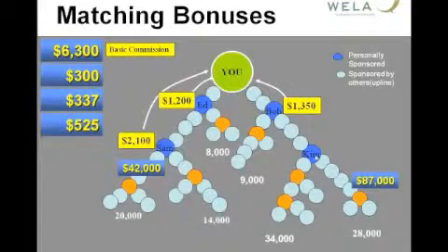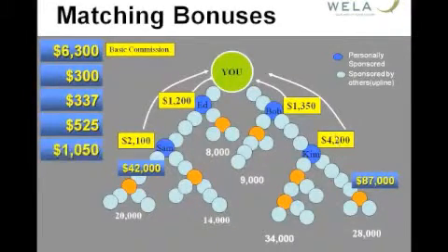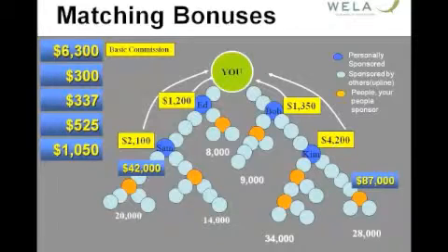Let's look at Kim. Kim is rocking and rolling. She has 34,000 on her strong side, but look, Kim has 28,000 on her smaller side. Kim just made herself her 15% of $4,200. Guess what? Same 25% match. You get $1,050. Okay? Now, as you can see, the matching bonuses are very, very powerful.